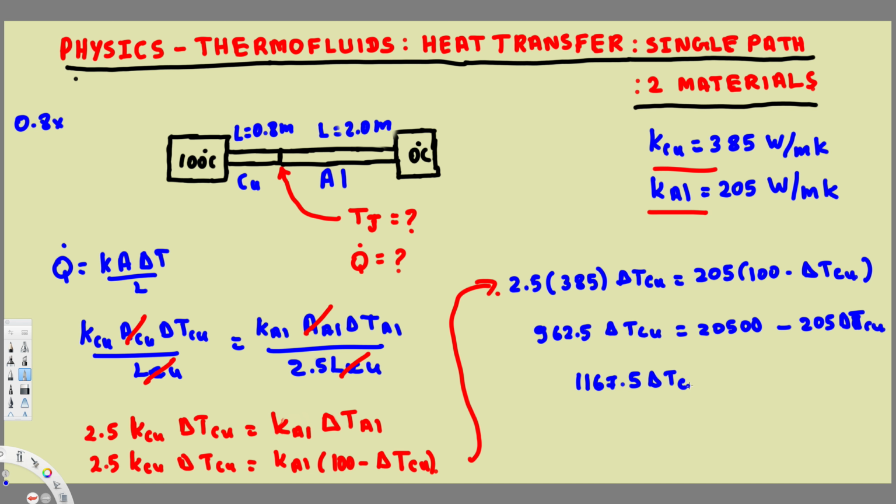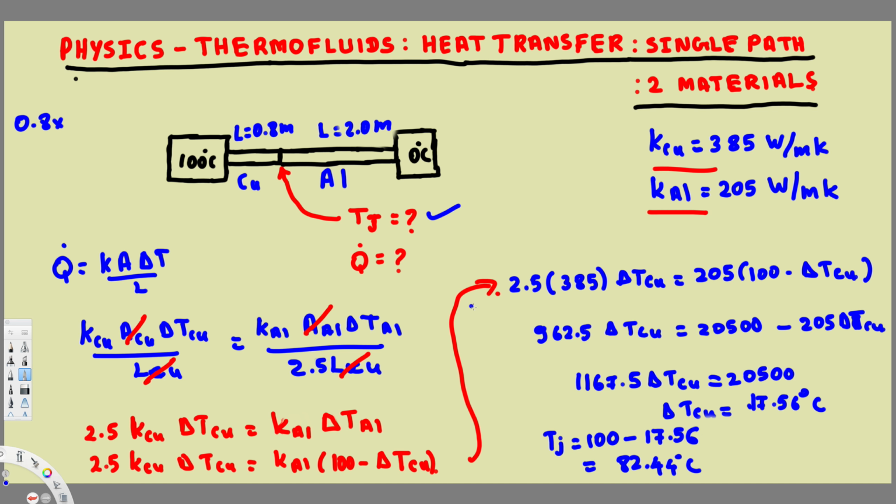But our purpose is to find the junction temperature at this location. The temperature at this location is going to be the same as aluminum's delta Tal difference. That's going to be 100 minus delta Tcu, that's 17.56 degrees Celsius. And if you calculate this one, you should get 82.44 degrees Celsius, right? Now this is our first answer. Now let's look at the second question. The second question is asking for Q dot.